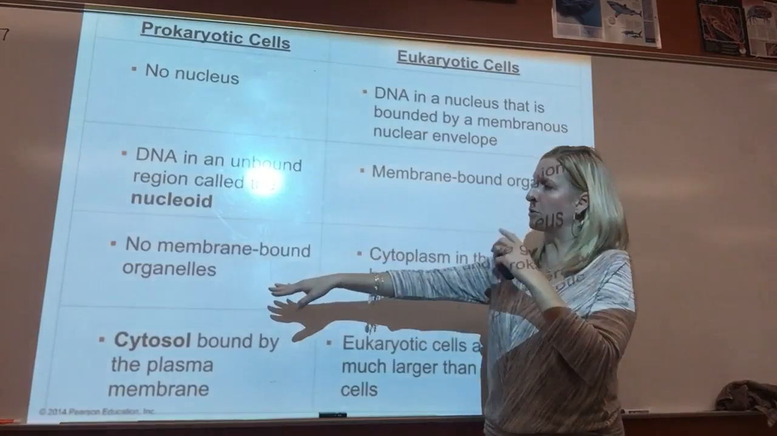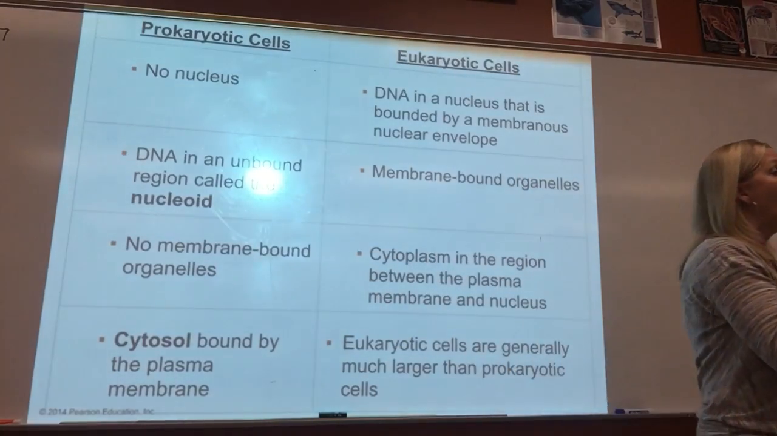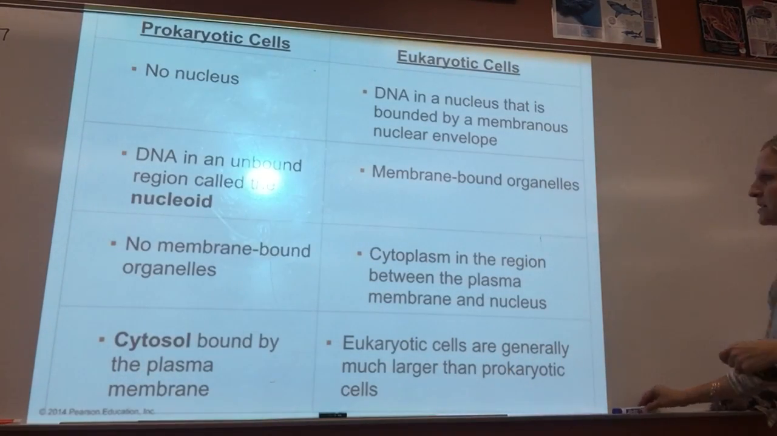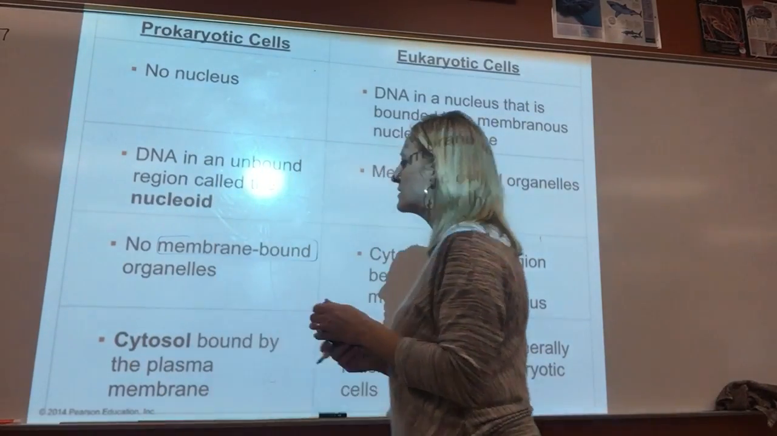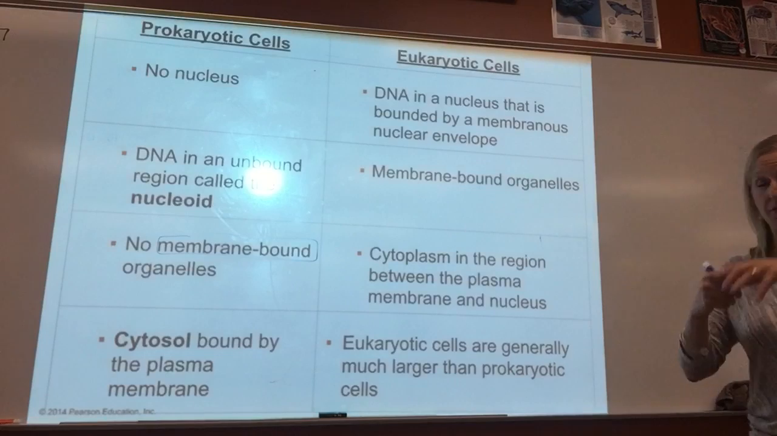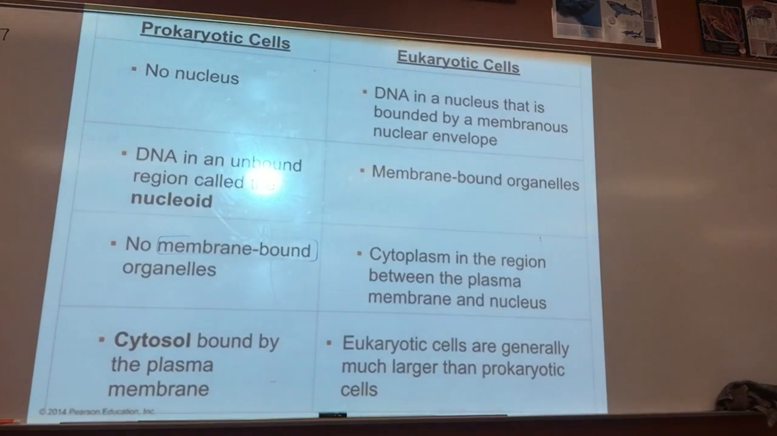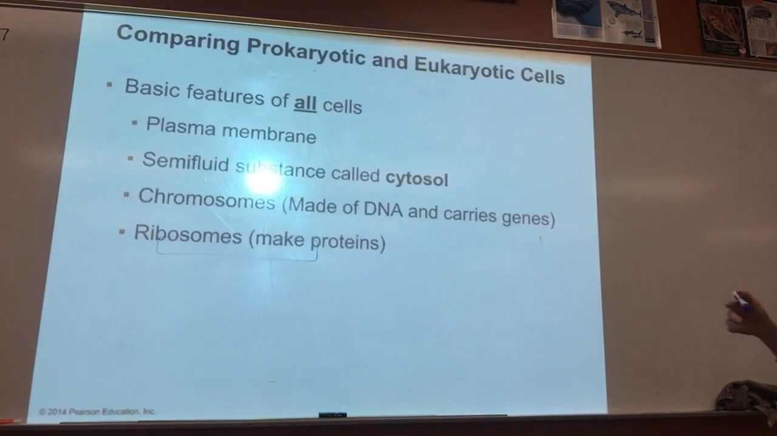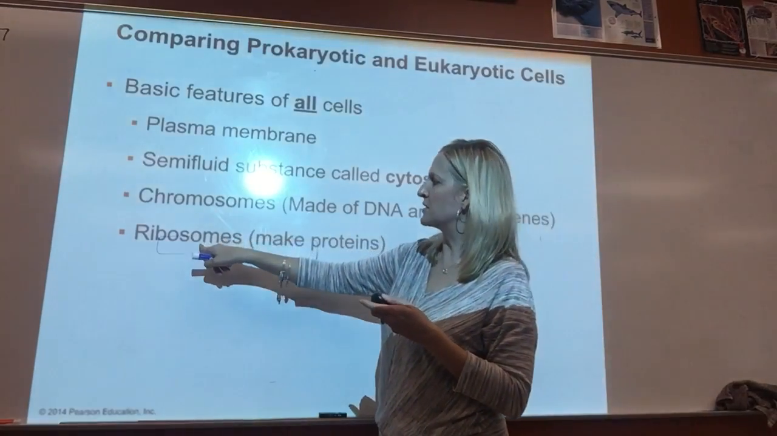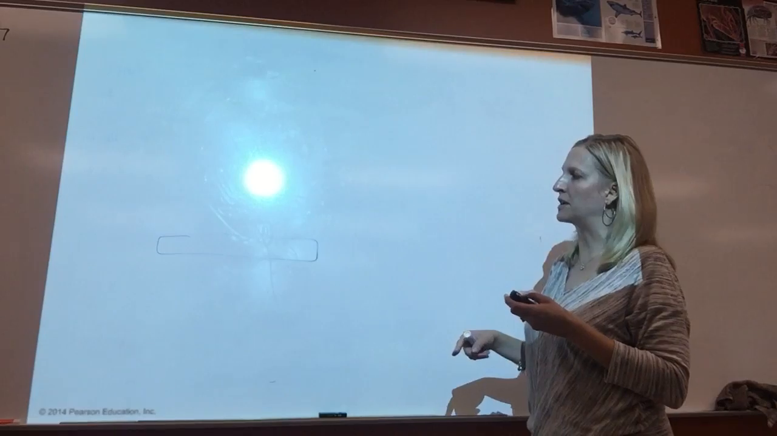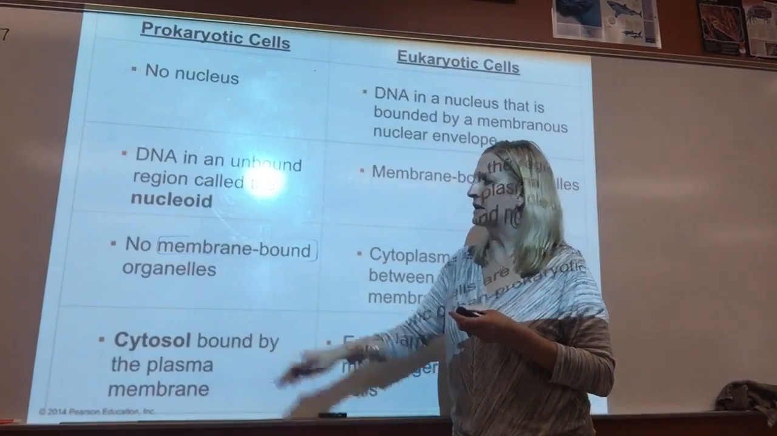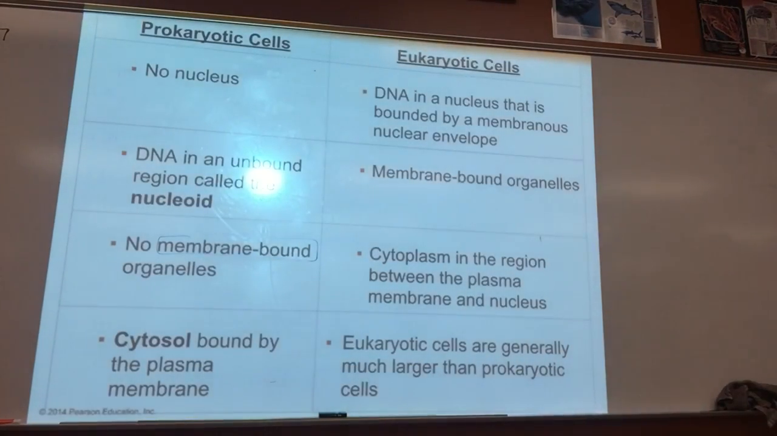And then prokaryotic cells do not have any membrane-bound organelles. This is a key word here. Membrane-bound organelles, which means that they have a phospholipid bilayer around it. So notice that all cells have ribosomes, which make proteins. That is not a membrane-bound organelle. So therefore, prokaryotic cells have ribosomes, but they don't have things like mitochondria, Golgi apparatus, endoplasmic reticulum, things like that.